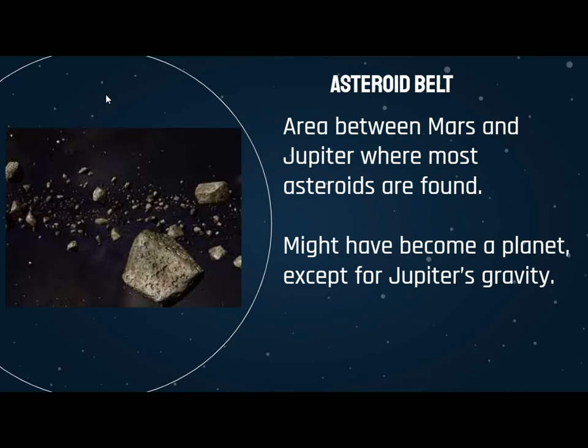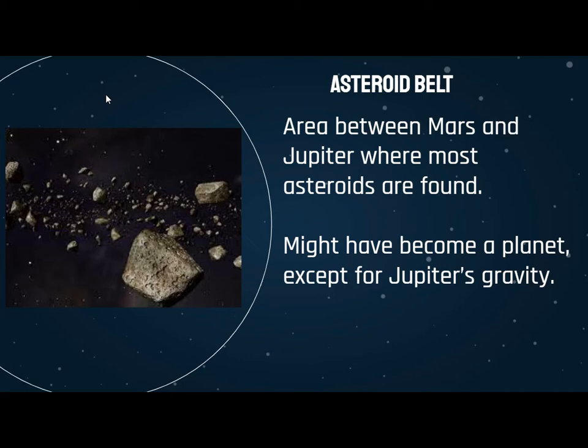The area between Mars and Jupiter, that's where most of the asteroids are found. It's called the asteroid belt. And it looks just like big chunks of rock all the way around the whole area. It's not just one area, but it's all the way around the sun between Mars and Jupiter.